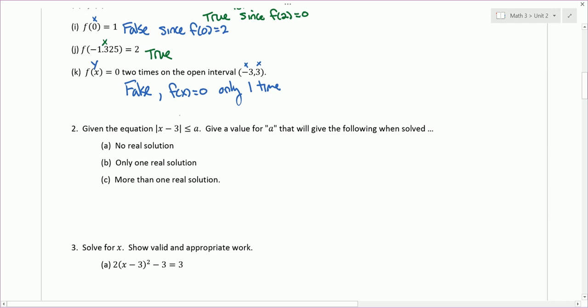So if I have something like this, the absolute value of x minus 3 is less than or equal to negative 5, that's false, because the absolute value of x minus 3, I don't know what x is, but I know it has to be 0 or positive, and a 0 or a positive number can't be smaller than or equal to negative 5. So this is no solution, or no real solution.